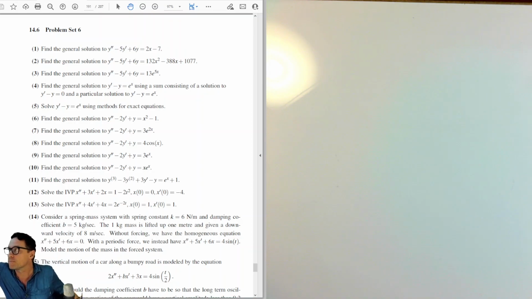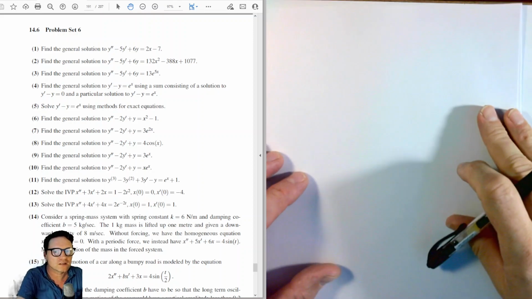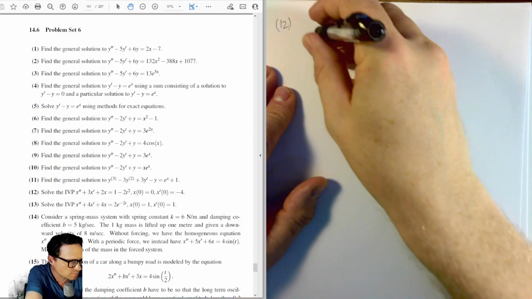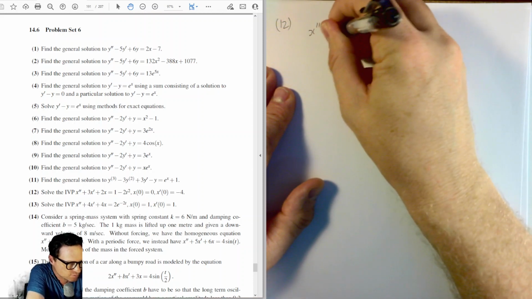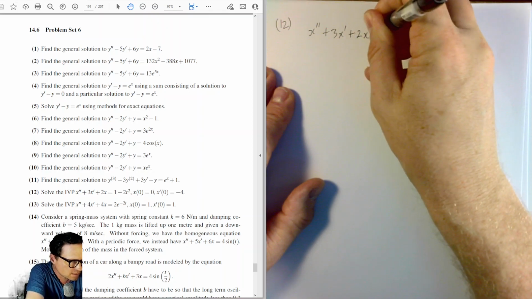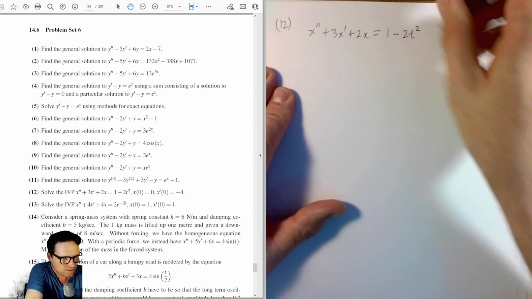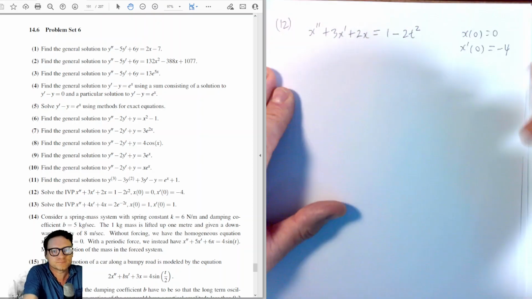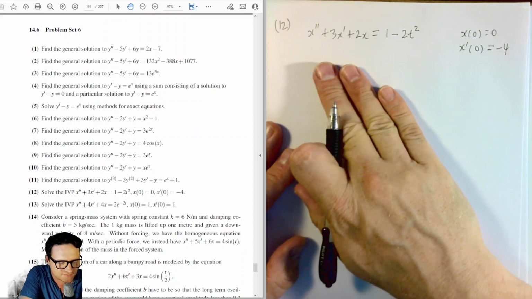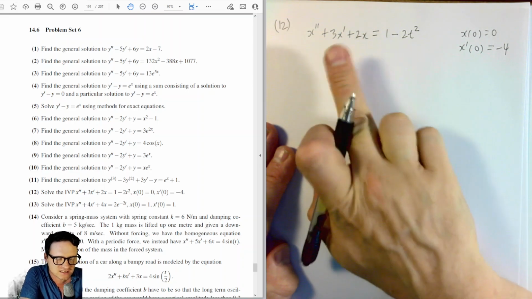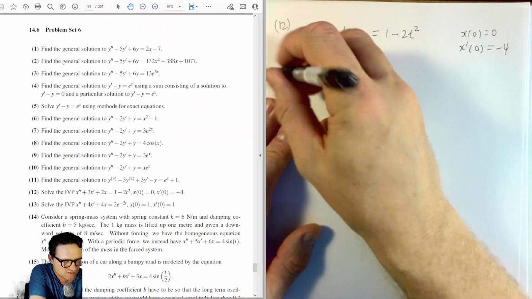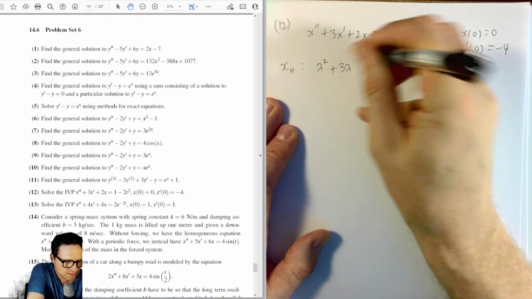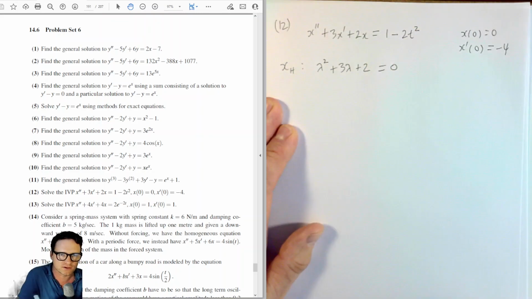Grab a little bit more paper. So here we've got to solve the initial value problem. x double dash plus 3x dash plus 2x is equal to 1 minus 2t squared, where we have x of 0 is 0 and x dash of 0 is minus 4. Okay, so here we first need to find a homogeneous solution. So this is x and t's. So x homogeneous comes from solving the characteristic equation lambda squared plus 3 lambda plus 2 equals 0.